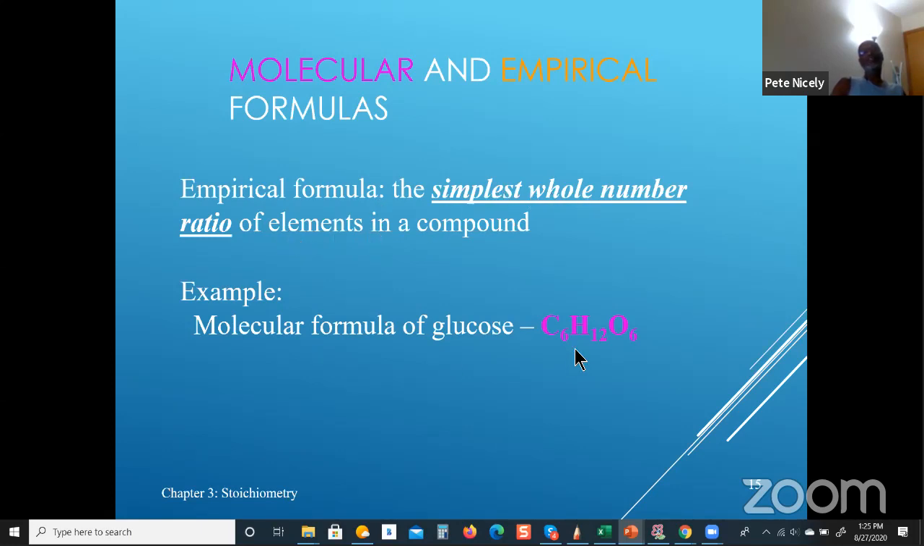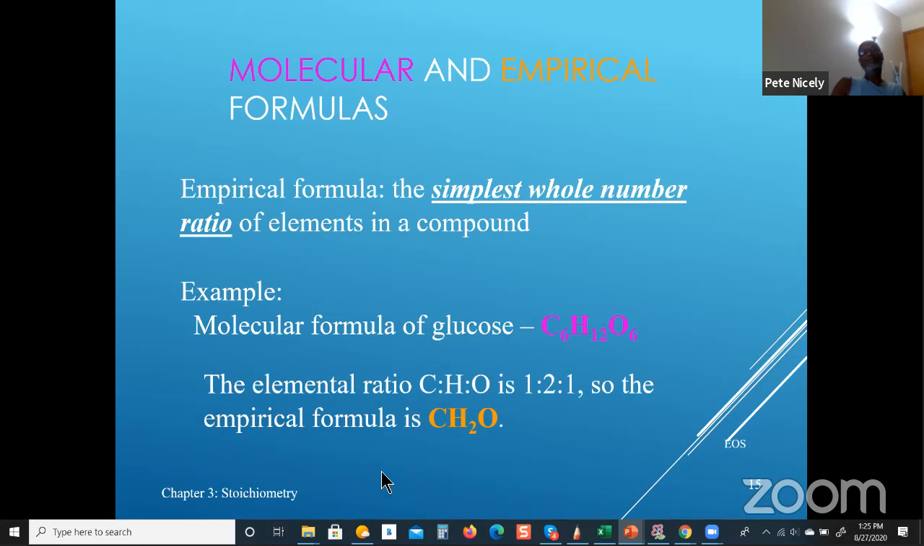So if you take glucose, for which the molecular formula is C6H12O6, well, the empirical formula would be the simplest ratio, which would be CH2O, because what this tells you is that the ratio of carbon to hydrogen to oxygen is 1 to 2 to 1, all right? So that's the difference between the molecular formula and the empirical formula.